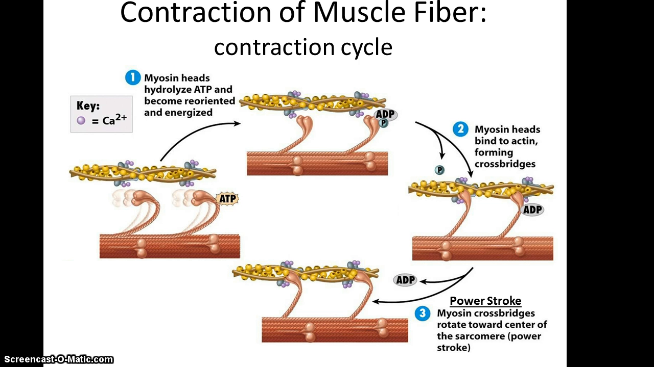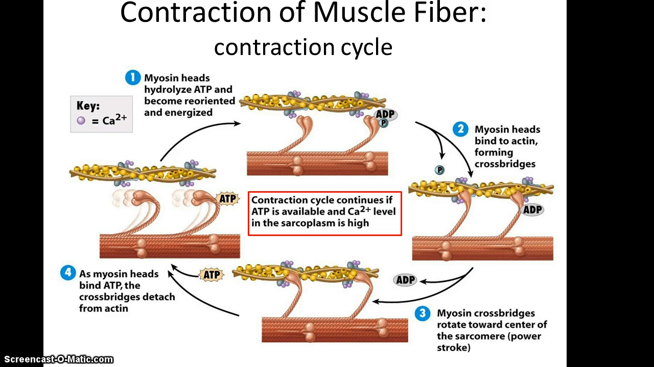In the third step, called the power stroke, the myosin will now change its shape again, moving the thin filaments toward the center, or the M line, of the sarcomere. And in the process, the myosin will release the ADP. And then finally, ATP will bind to the myosin head, thereby causing it to release the actin, restarting the whole process.